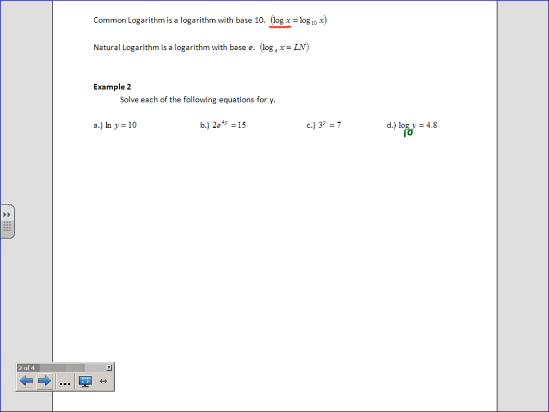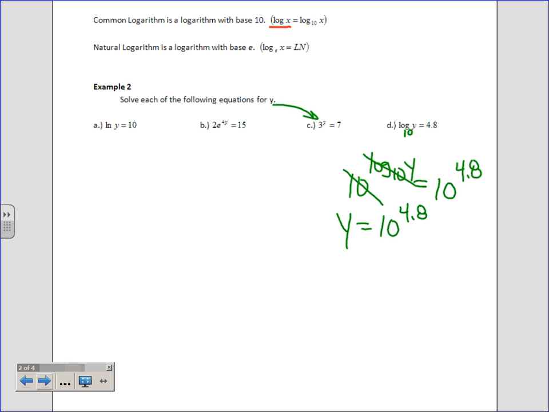So what you could do, though, is take 10 and make that the power, and then do the same thing over here, right? Because isn't that the opposite? Log base 10, which is the common log, is 10 to that power, right? You use the same base. Just like we did here, we use that same base. But why is that helpful? Because what can I do now? I can cross a whole bunch of stuff off. So y equals 10 to the 4.8 power, which is pretty big.